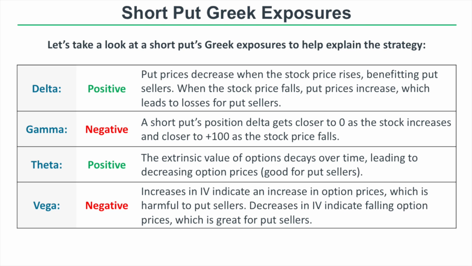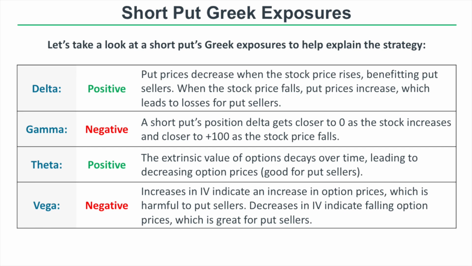Lastly, a short put position has negative vega. An increase in IV indicates an increase in option prices, which is bad for put sellers because if you sell a put, you want the price to go down. As IV is falling, that's an indication that option prices are also falling, which is great for put sellers.